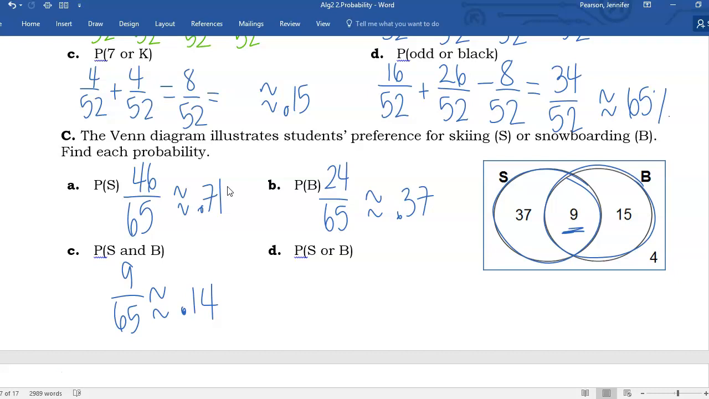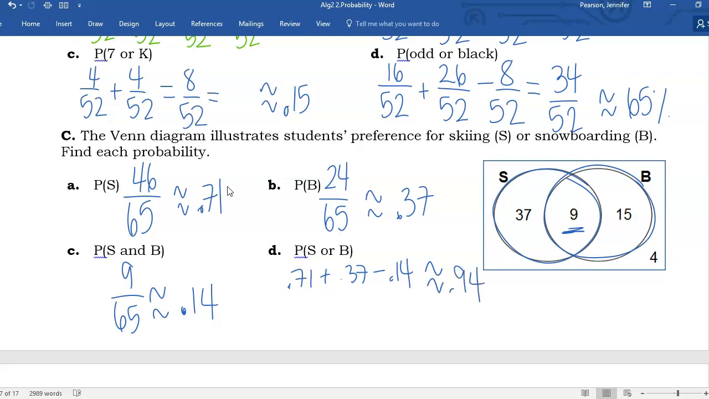And finally, skiing or snowboarding. There are, again, 3 ways to figure this out. I'm going to follow the formula tactic, and that's skiing plus boarding minus the overlap, okay? So I'm going to go 0.71 plus 0.37 minus 0.14. Looks like 94%.